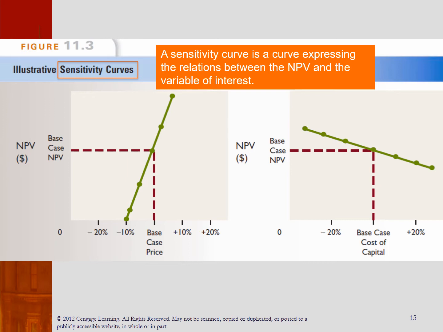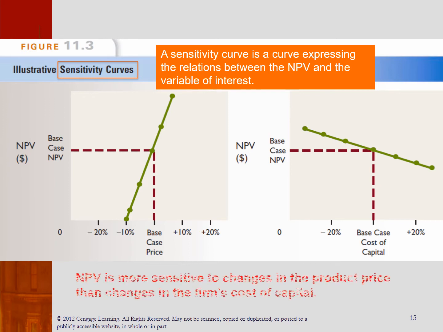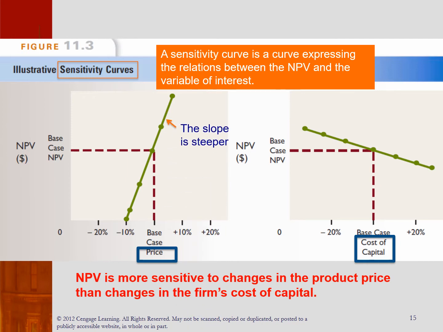This slide shows that for this particular project under consideration, the net present value is more sensitive to changes in the product price than changes in the firm's cost of capital, because the slope of the sensitivity curve on the left panel is steeper than the slope of the sensitivity curve on the right panel.